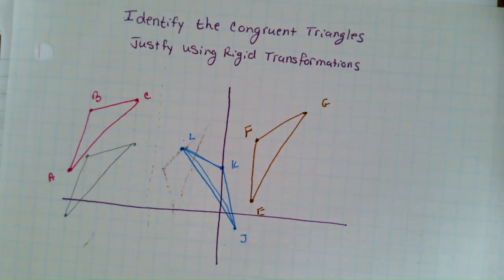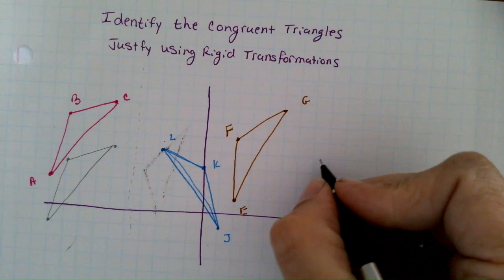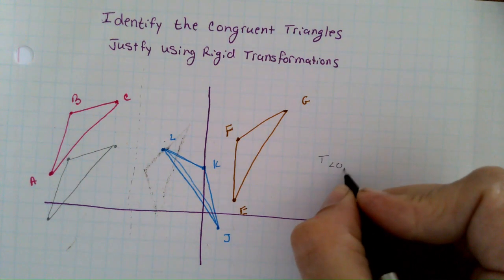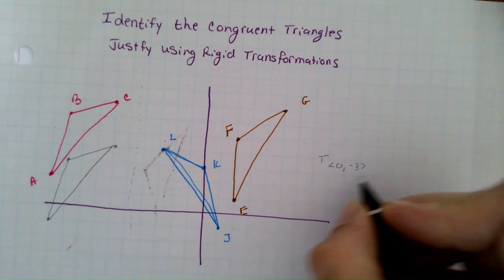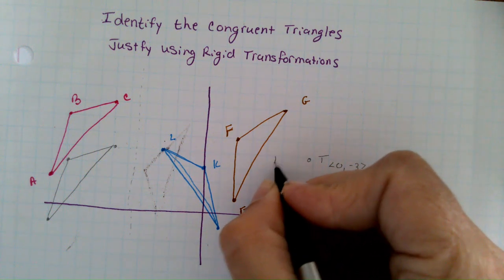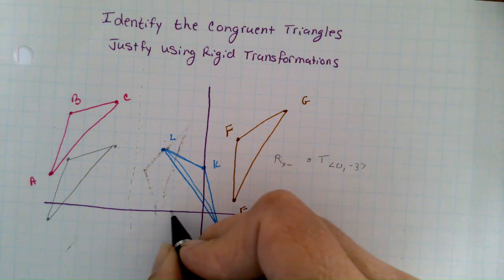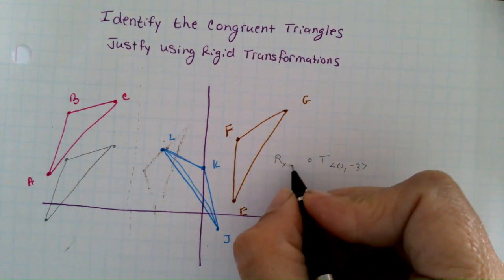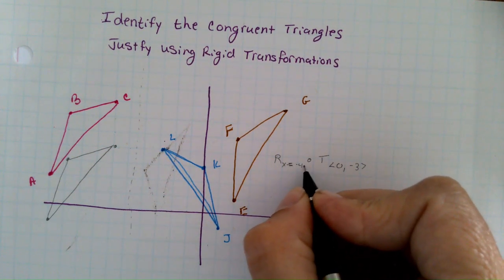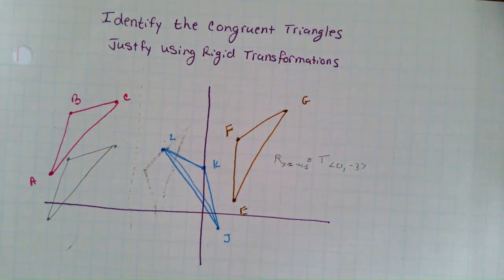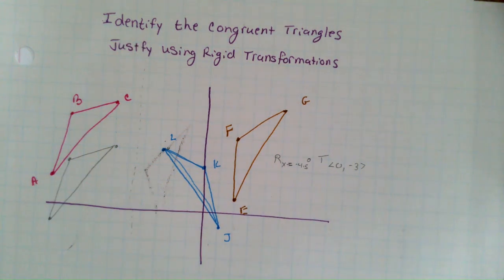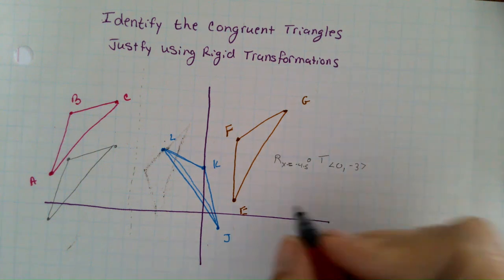So that's our rigid transformations. We would need to be shifted, translated 0, -3, and then a composition with a reflection over the line x equals, we're looking at 1, 2, 3, 4.5. So we're able to justify it. Now, we have to match them up correctly. Okay.